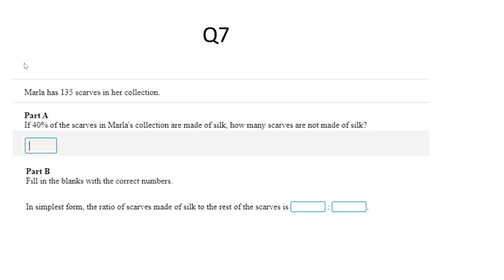Question number 7 is saying Maria has 135 scarves in her collection. Now by default, I have to write the equation again: A over 100 multiplied by B equals X. 135 scarves is B. If 40%, which is A, of the scarves in Maria's collection are made of silk, how many scarves are not made of silk?